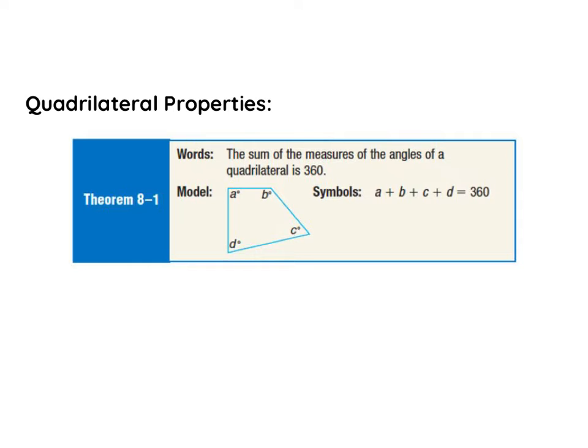Okay, important one here, the sum of the measures of the angles of a quadrilateral is 360 degrees. So with triangles, the magic number was 180. If you think about that, if I split this shape, right, I really have two triangles. So 180 plus 180 gives us our magic number of 360. Okay, so all the angles of a quadrilateral make 360 degrees.